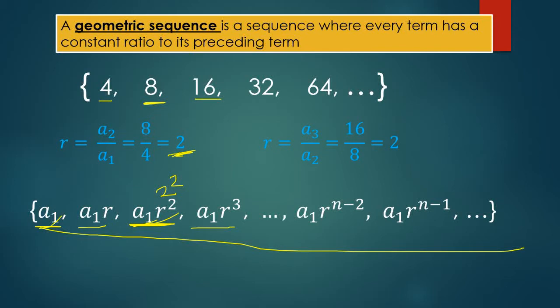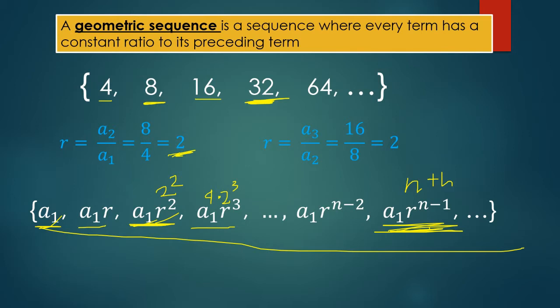Then for our fourth term, A1 is 4, and then R cubed, so that is 2 cubed, which is 8. Then 8 times 4 is 32. Now notice, this is our nth term. For our nth term, we can write it as A1 times R raised to n minus 1. Why minus 1?